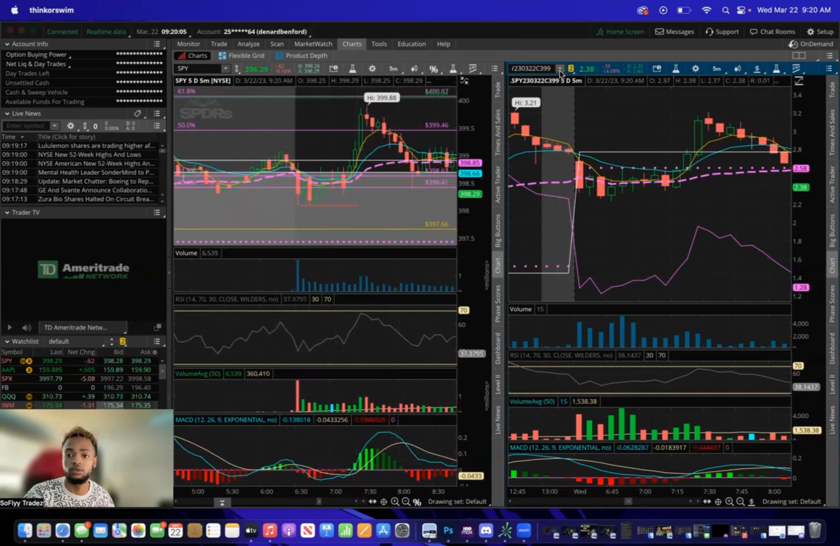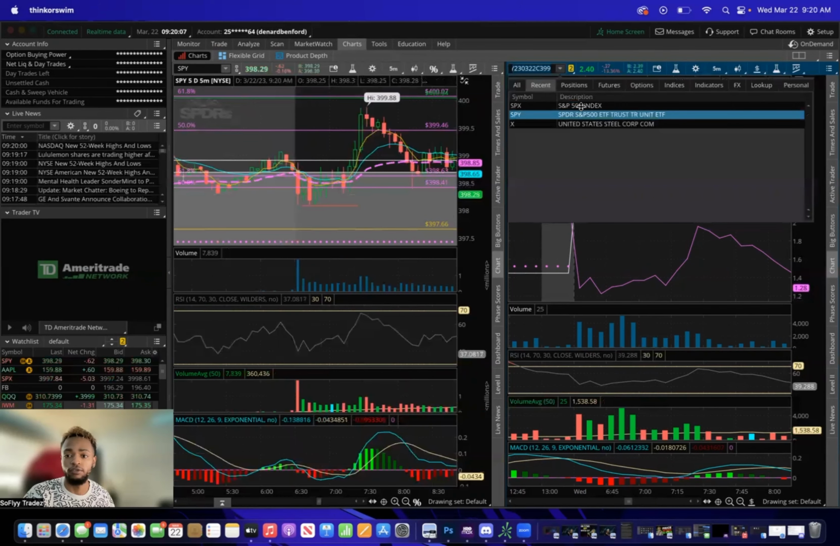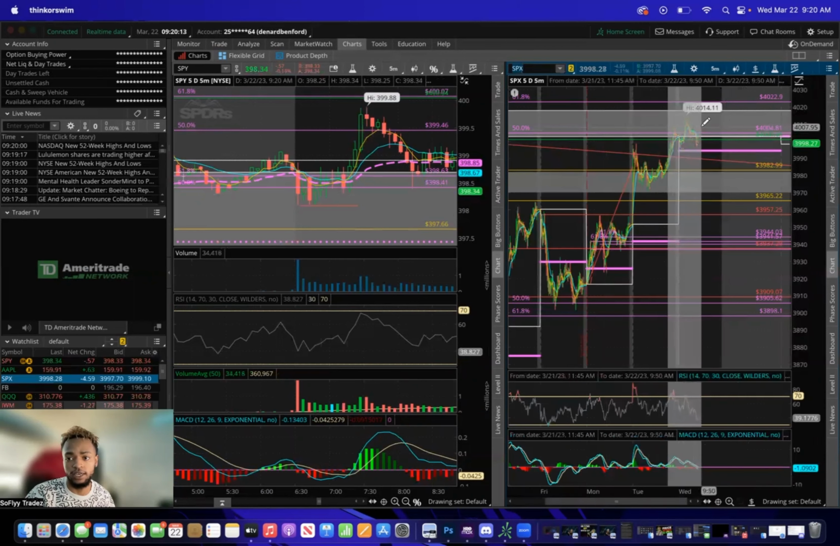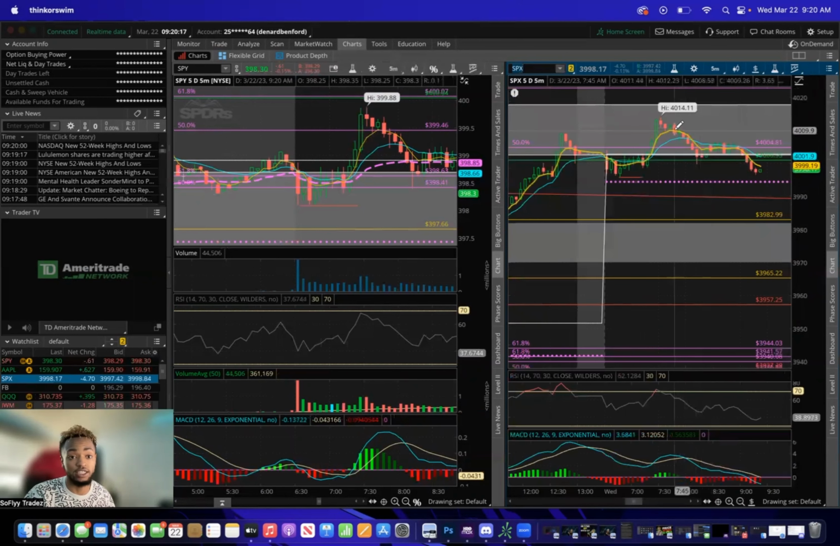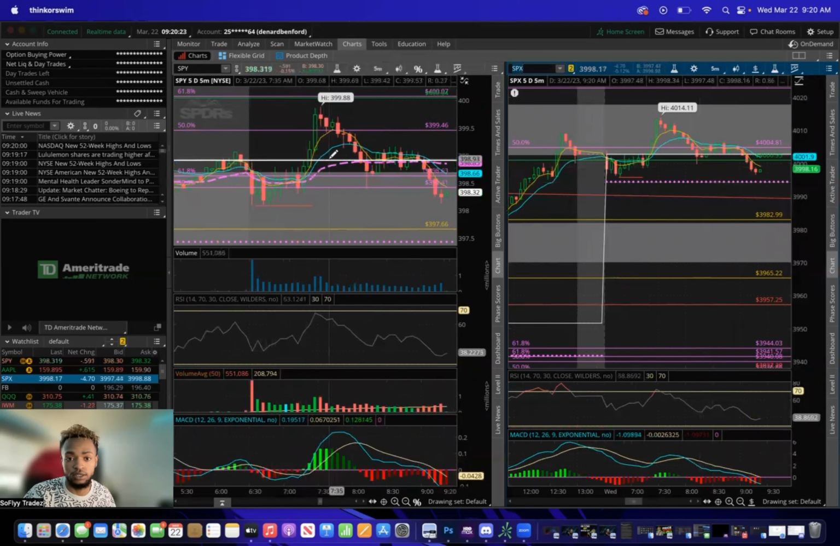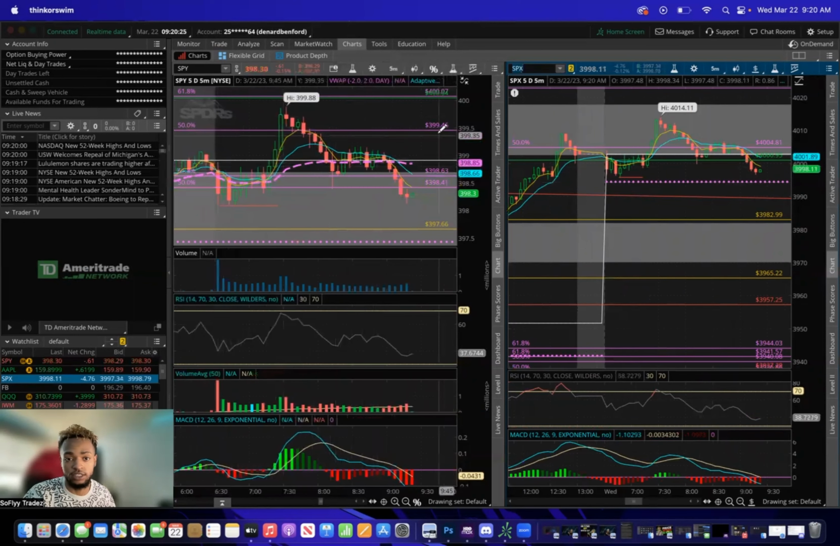And like I said, if you guys trade SPY, you should use SPX as a confluence simply because SPY moves in tandem with SPX. But long story short, as you can see here on SPX, it looks pretty much the same as SPY. This is SPY, this is SPX.